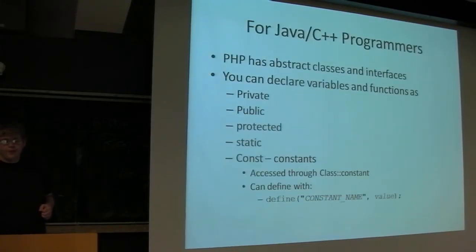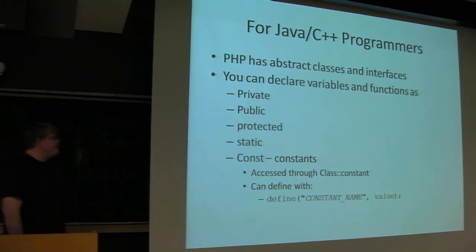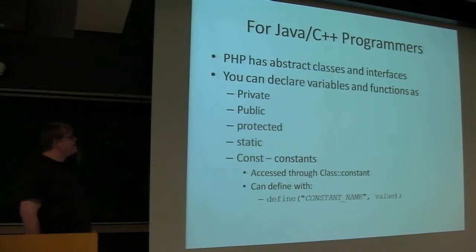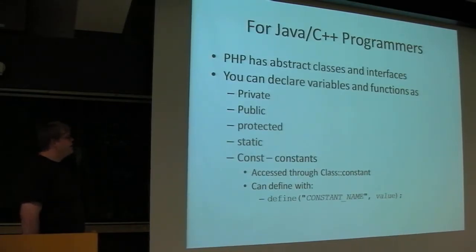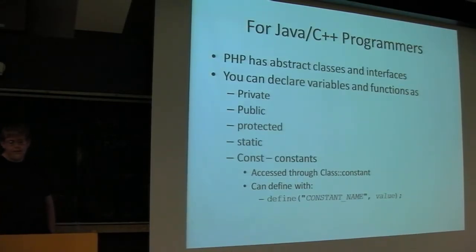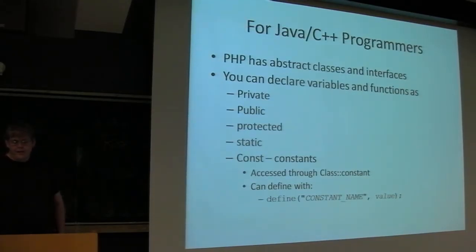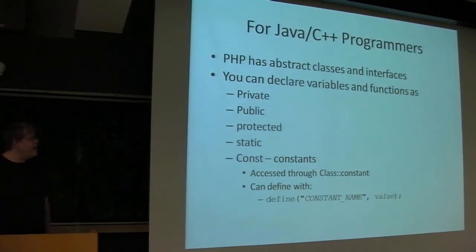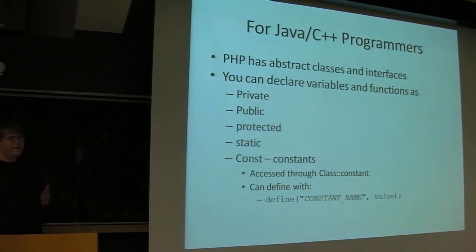So for Java and C++ programmers, PHP has all the wonderful stuff that you would expect from Java or C++, including private, public, protected, static modifiers to functions or methods. And you can even use const switches in C++ because PHP is built on top of C and C++.